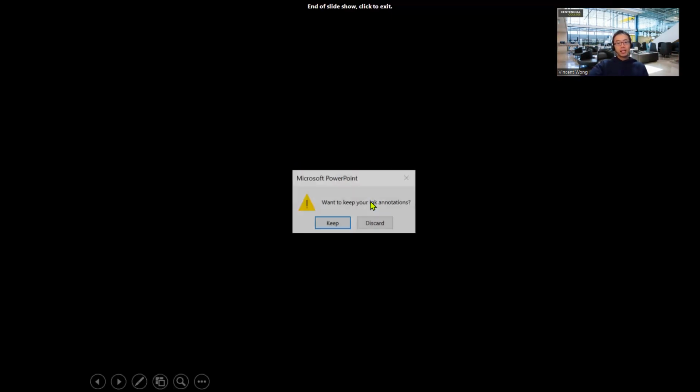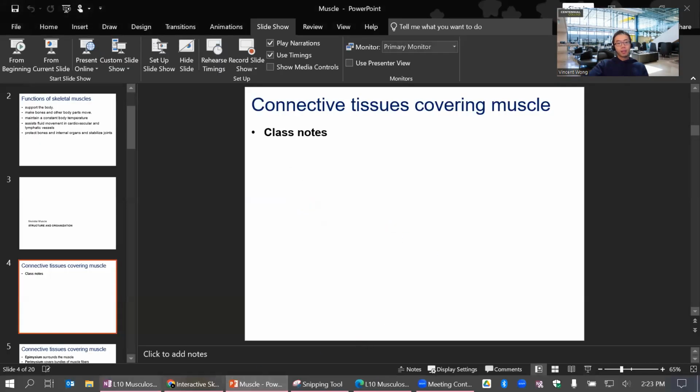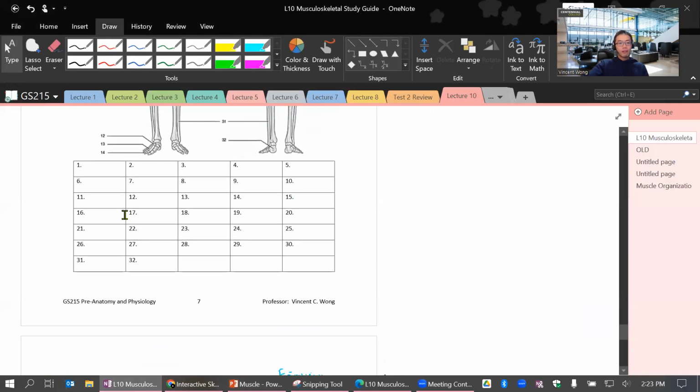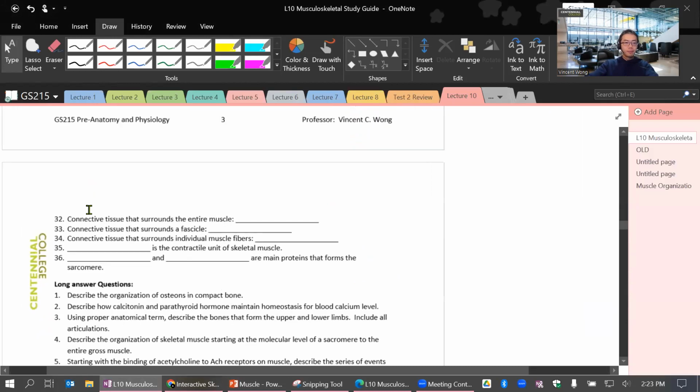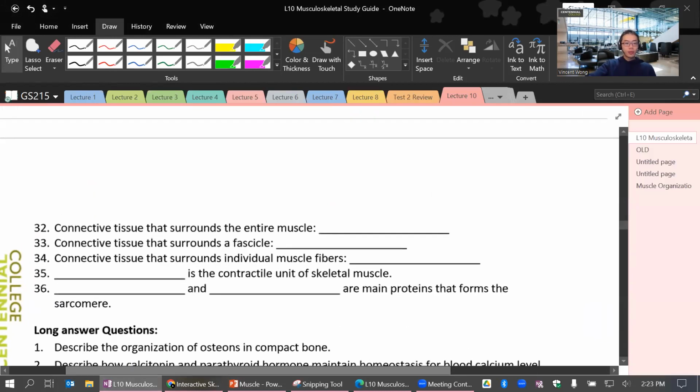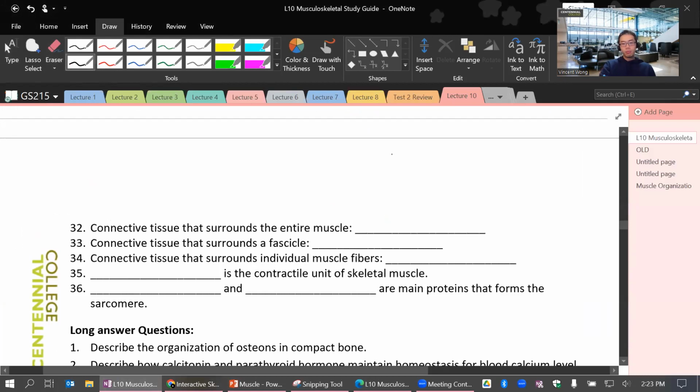All right, so that's the end of the muscle lecture. Let's go back here and finish up with the muscle questions. There were only a few here. Connective tissue that surrounds the entire muscle, we talked about that several times already, so hopefully you know by now. It is the epimysium. Whereas if it surrounds the fascicle, then it's the perimysium. Connective tissue surrounding an individual muscle fiber would be the endomysium.